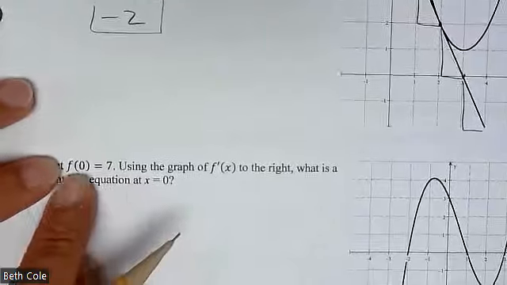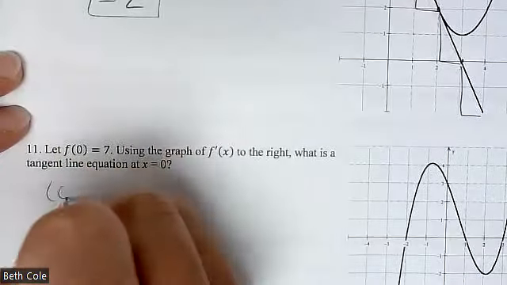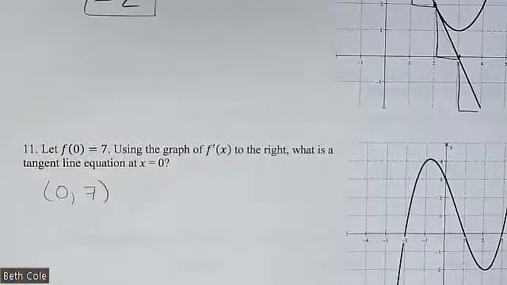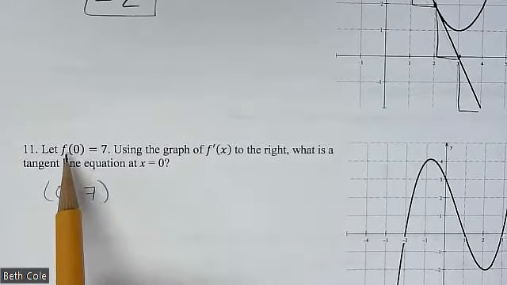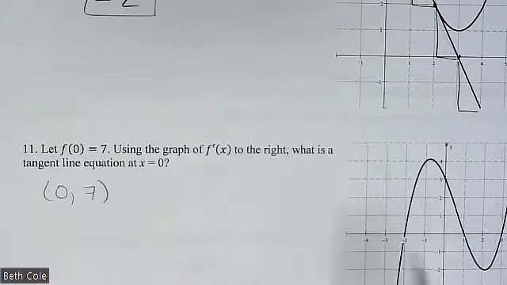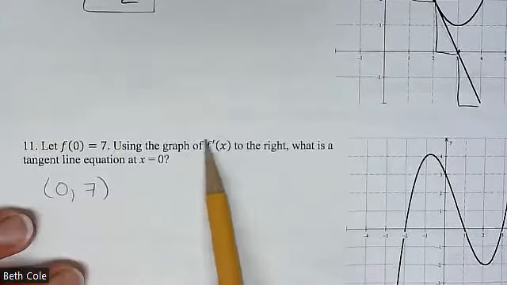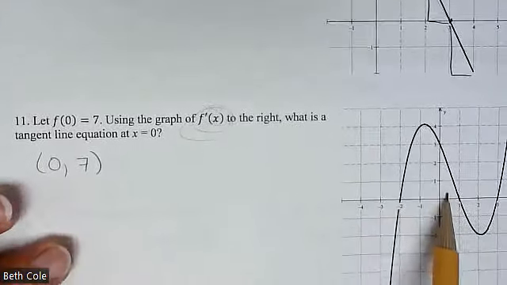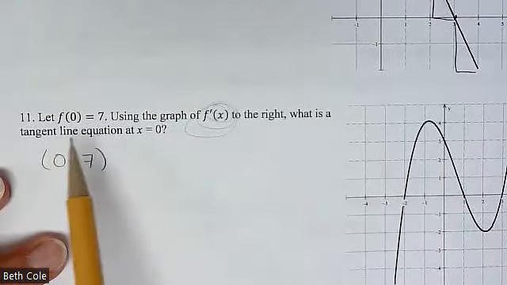All right, and then we'll do 11. Let f of 0 equals 7. That means you have the point (0, 7). Again, don't be too proud to write that out. I'm telling you, it helps when you write it as a point. f of 0 equals 7 means you have the point (0, 7). Using the graph of the derivative, so this is a derivative graph, what is a tangent line equation?